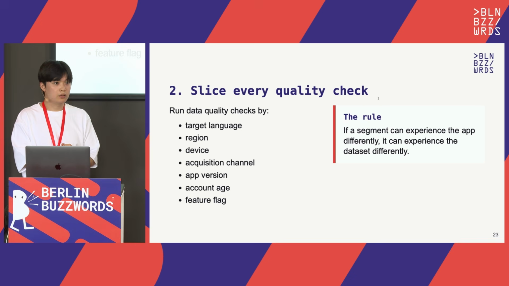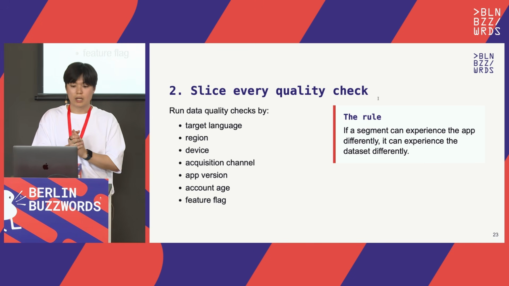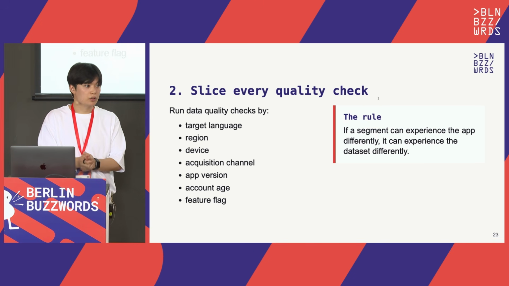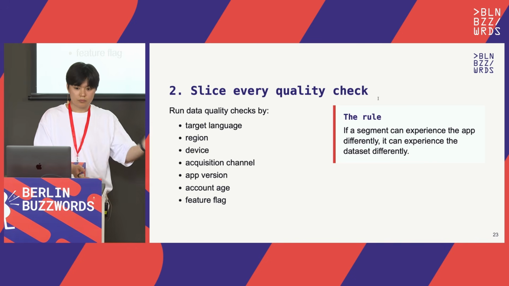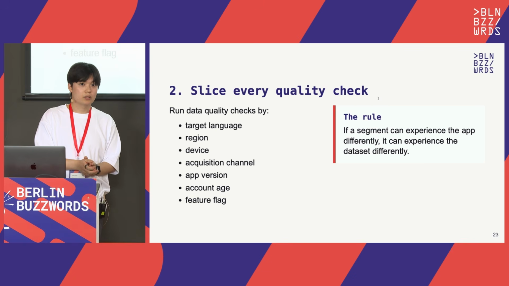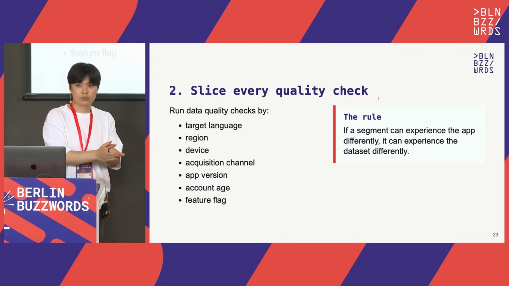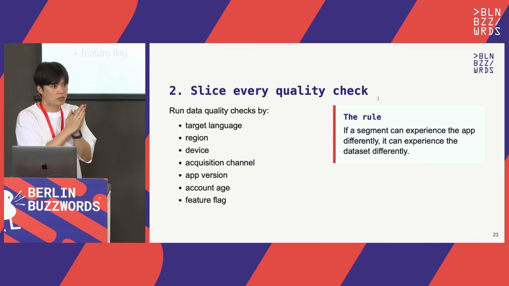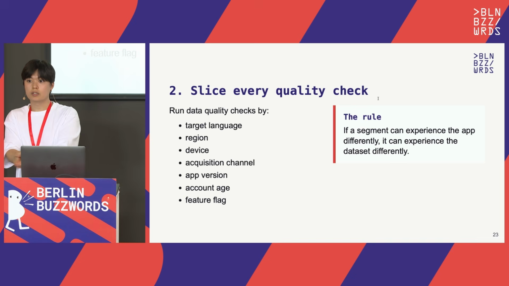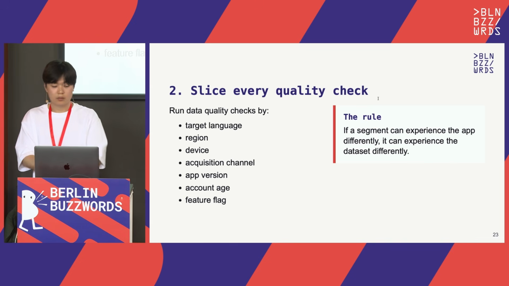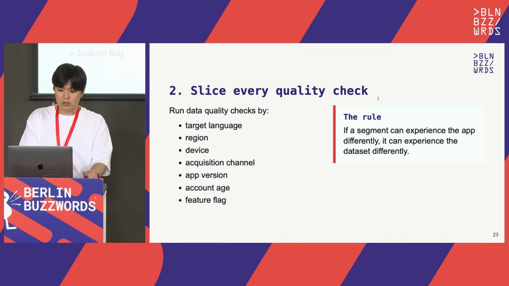We also might find it useful to analyze the data with respect to some useful cohorts, and preserve the data distribution for these segments the same as it was in production when we transfer it into our training data, because if a segment experiences the app differently, it can experience the dataset itself differently.